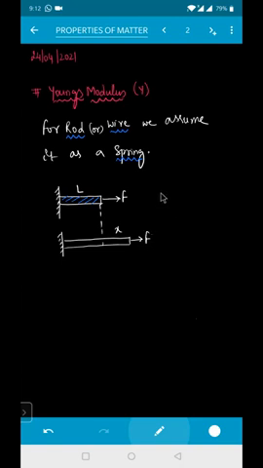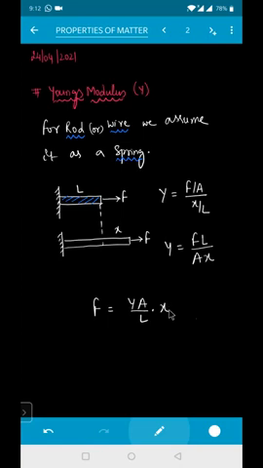Young's modulus is represented by the relation Y is equal to force per unit area divided by extension divided by original length. That means if I take the value of Y from this, Y is equal to F by A into L by x. Then from this I can write the value of force. The force will be equal to Y A divided by L into x.